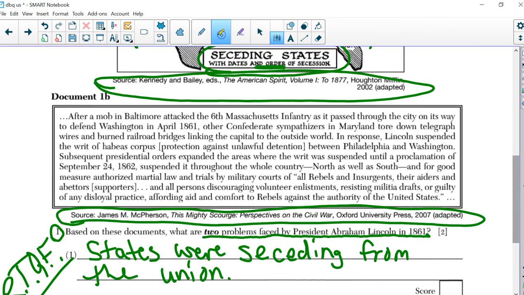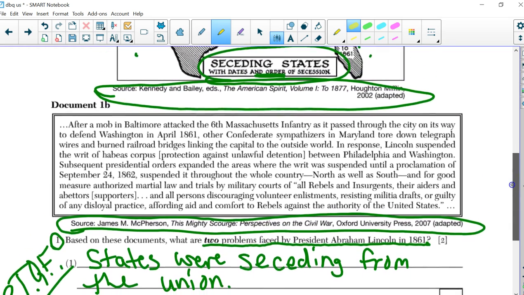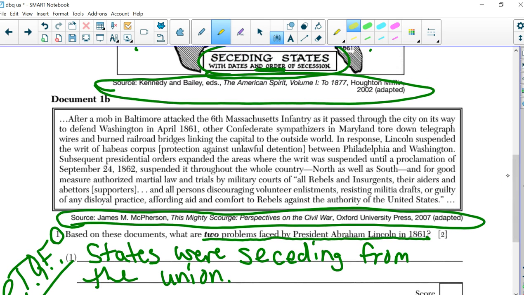Okay, so we're going to get our highlighter. We're going to look at the next section, document 1B. Remember, we're looking for two problems that faced President Abraham Lincoln in 1861. Let's see. After a mob in Baltimore attacked the 6th Massachusetts Infantry as it passed through the city on its way to defend Washington in April 1861, other Confederate sympathizers in Maryland tore down telegraph wires and burned railroad bridges linking the capital to the outside world. That sounds important to me, so I'm going to highlight it.